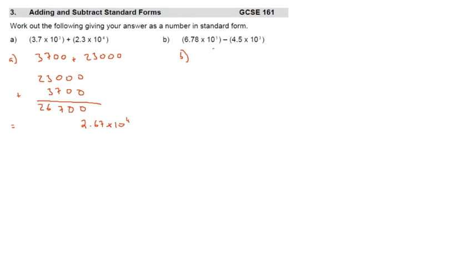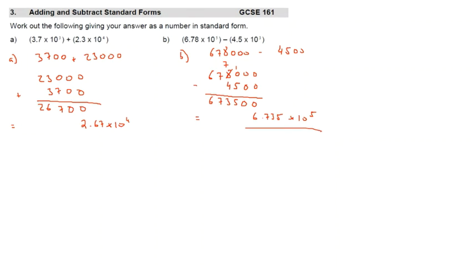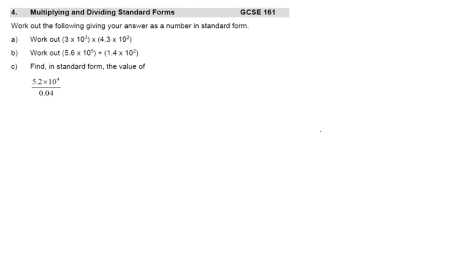And then B, 6, 7, 8, 1, 2, 3. Take away 4, 5, 1, 2. So get the column method on the go again. 0, 0, 5, 4. I'm subtracting this time. So you're going to get 0, 0. Borrow from next door. You get this. It's going to be 6.735 times 10 to the power of 5. Easy.